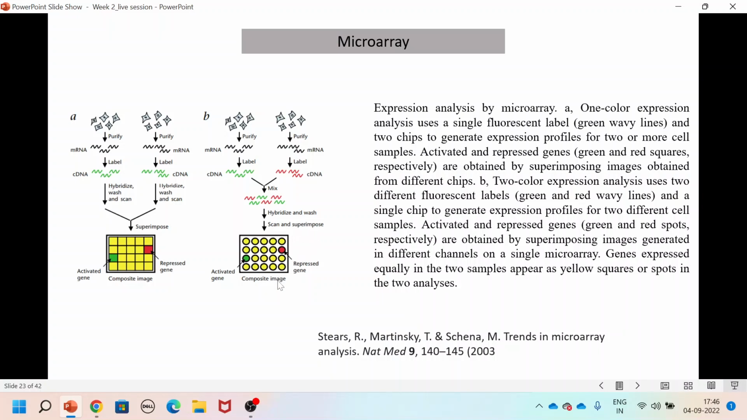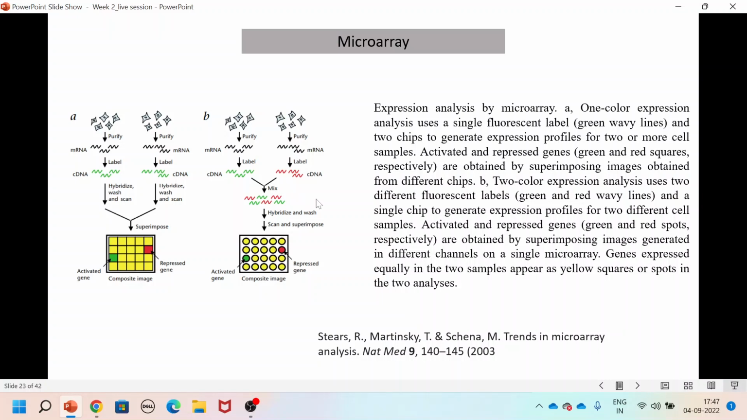Usually, the color scheme used for the microarray is: green shows the activated gene, red shows the repressed gene, and the ones which are neither activated nor repressed are shown by the yellow color. Other schemes can also be used, where overexpression is shown by red, down regulation by green, and if they are expressing in the appropriate amount, like there is no overexpression or down regulation, then it will be shown as yellow.